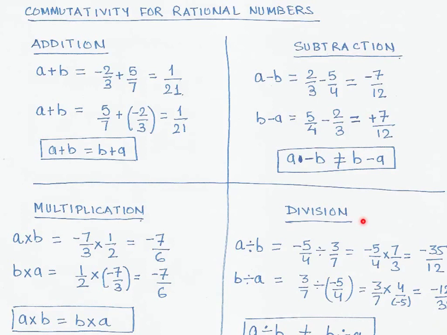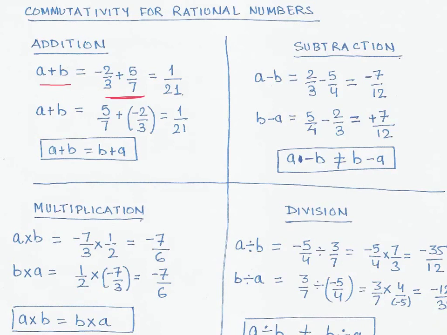Now the test for commutativity is you take any two rational numbers. In this case, we are saying let a be one rational number. In this case, a is minus 2 by 3 and b is 5 by 7. Now what we are doing is we are adding these two numbers, that is a plus b. So minus 2 by 3 plus 5 by 7, when we simplify this, gives us 1 by 21.